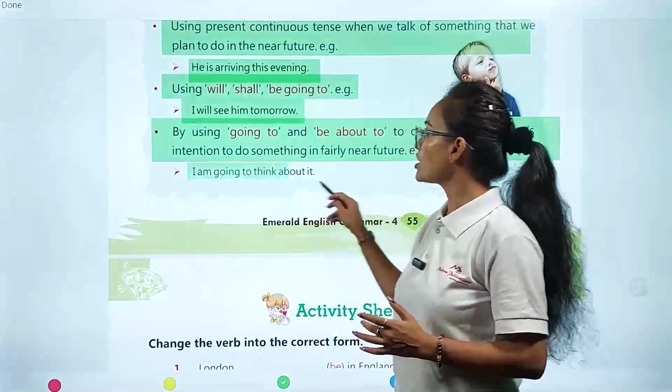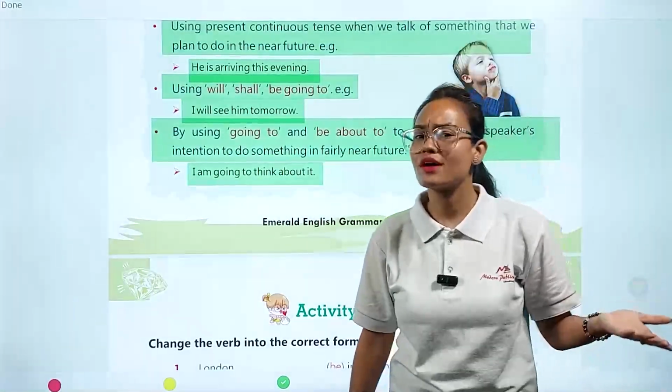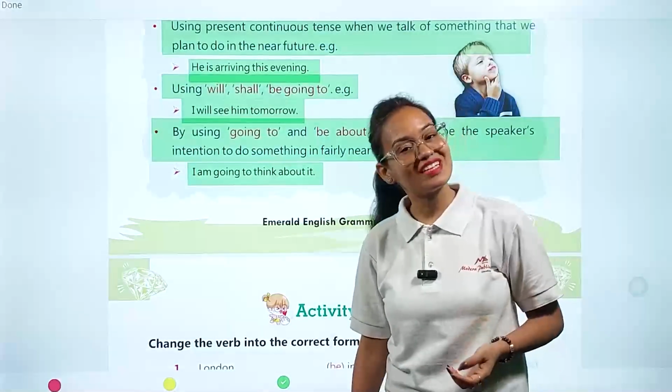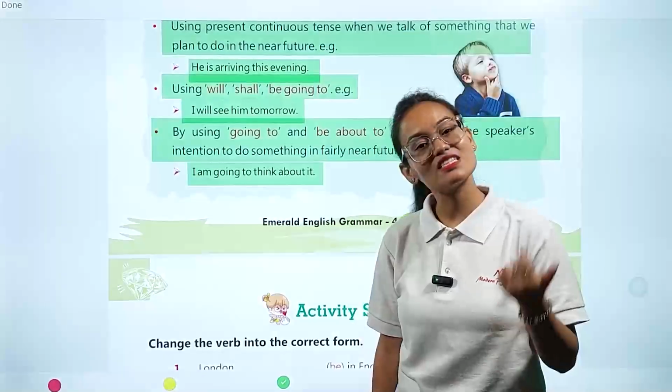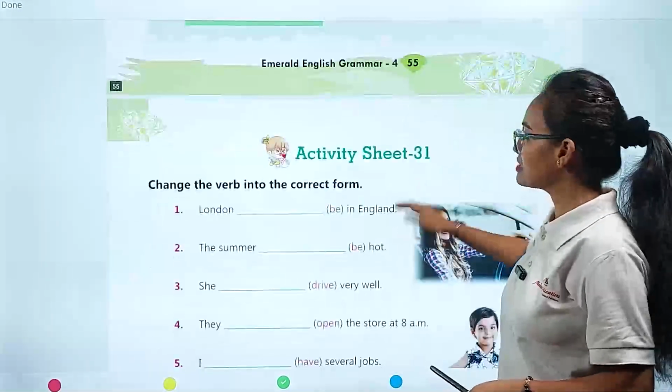For example, you can say, I'm going to think about it. It is a possibility that yes, I'm going to think about it. So this is all about our three types of tenses: present tense, past tense, and future tense. Now come with me and let's see activity sheet number 31.